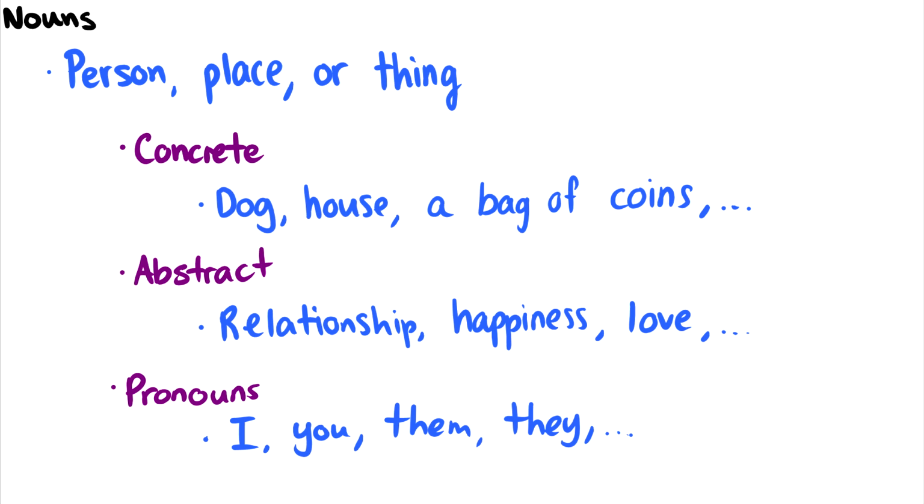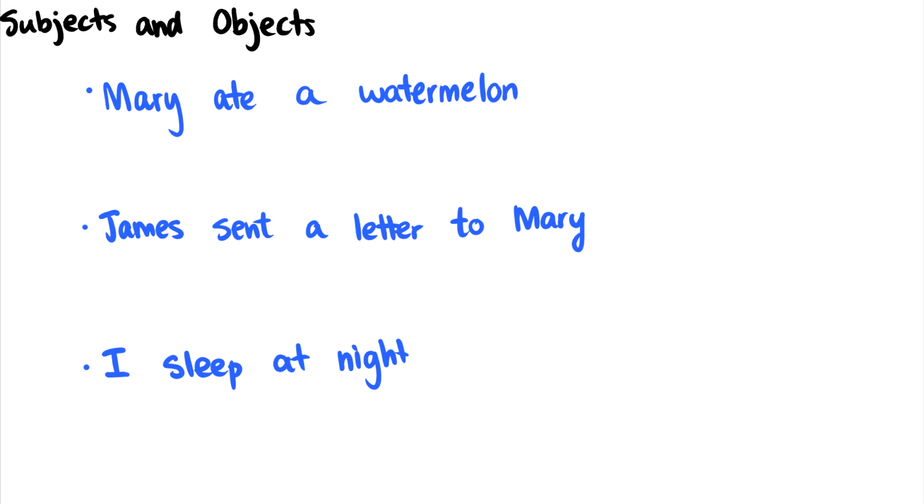Okay, we also have pronouns such as I, you, them, they, he, she, it, him, her, and so forth. There are lots of different pronouns. In fact, we create a lot of pronouns in English too, especially recently. So we'll cover pronouns in detail a little bit later. Okay, but when we talk about nouns, we also have to talk about subjects and objects.